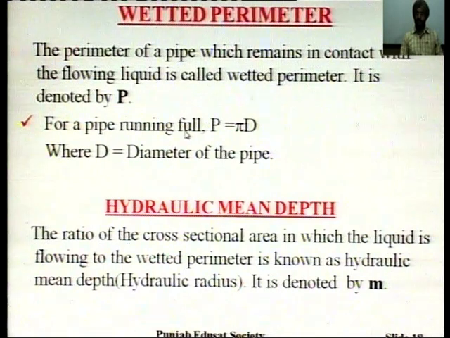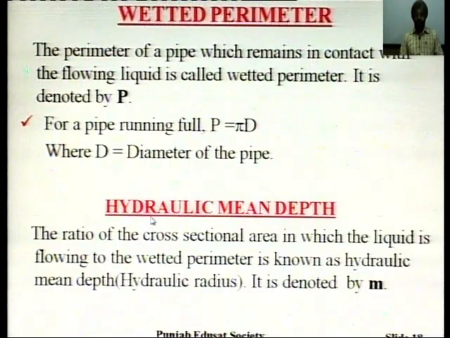So if the pipe is circular, then the wetted perimeter is given by pi into d, where d is the diameter of the pipe. Very simple expression for a pipe running full. If the pipe is running full, the wetted perimeter is given by pi d.